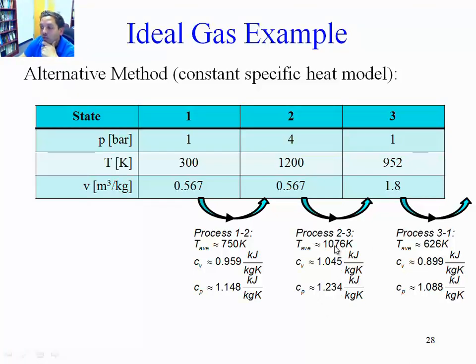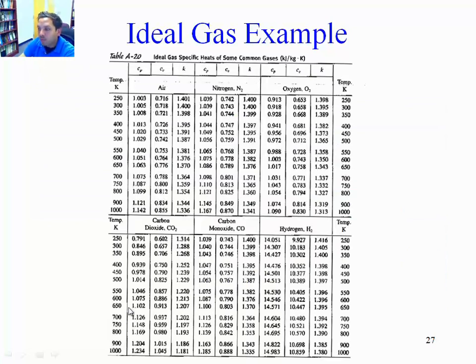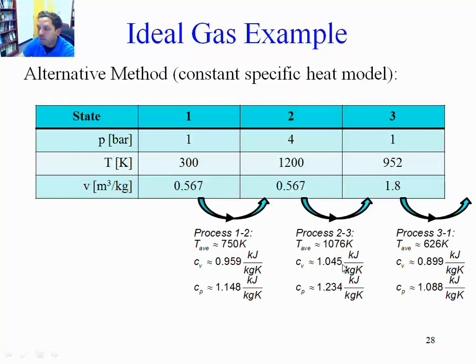So we're going to go to the table and look up about 1070 Kelvin. We notice that the table ends at 1000 Kelvin, so let's use the last values here. Instead of trying to extrapolate or do something fancy, let's just use 1.045 for Cv and 1.234 for Cp. That will be good enough.